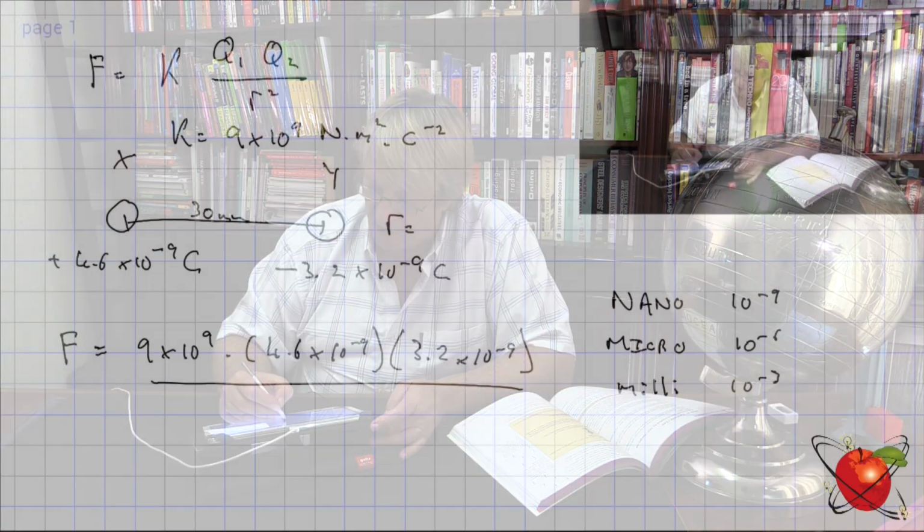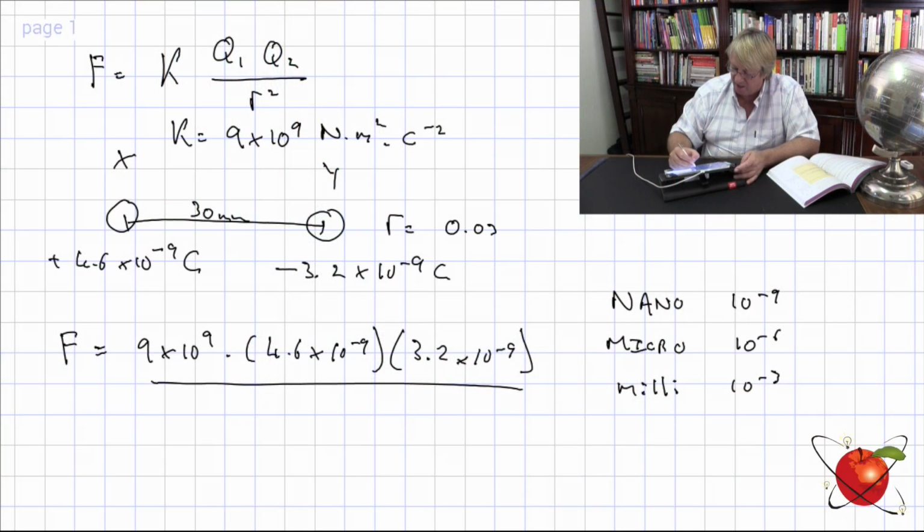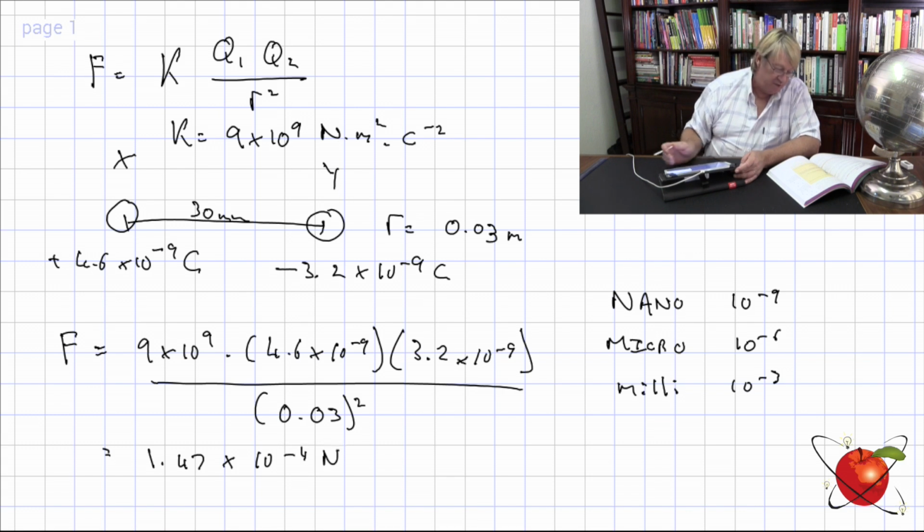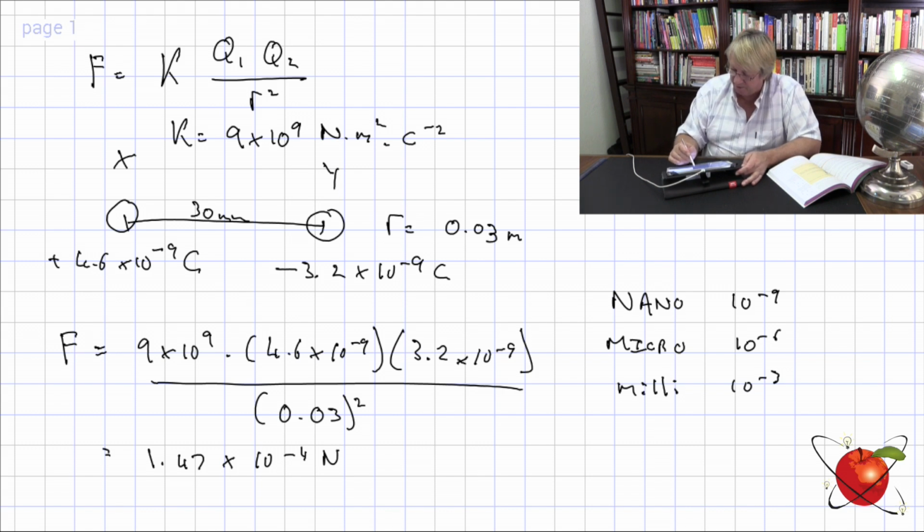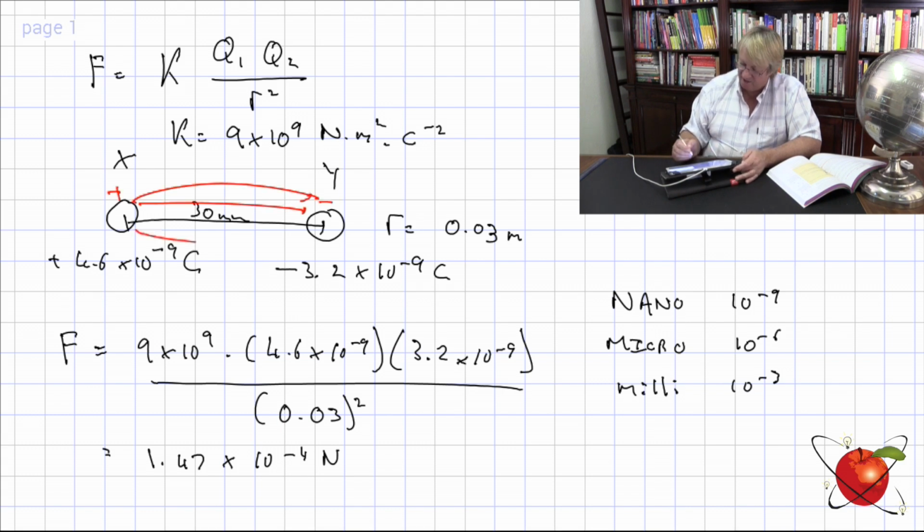So in this case my R becomes 0.03 meters, so it's divided by 0.03 squared. We work that out, and the final answer comes to 1.47 times 10 to the minus 4 newtons. Then the last bit is to say, right, this was plus, minus. Let's draw in our field, shall we? Red, plus was this side, minus, so it goes from plus to minus, and it is attraction.